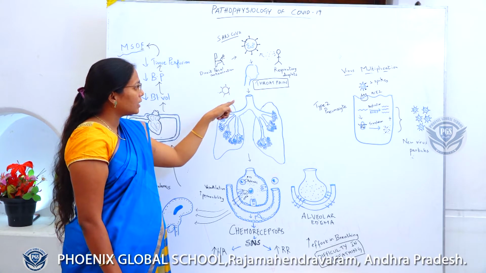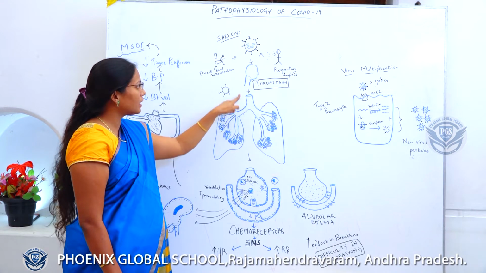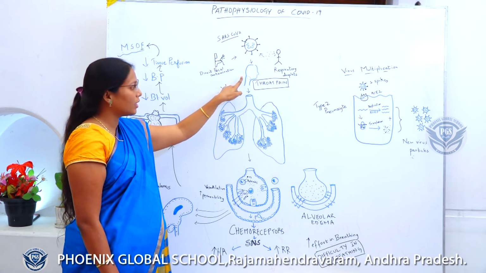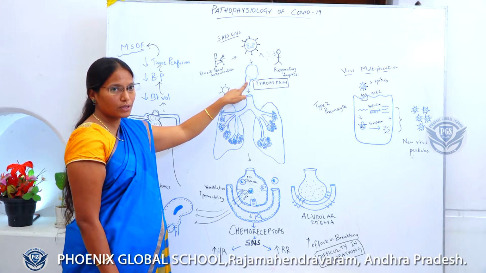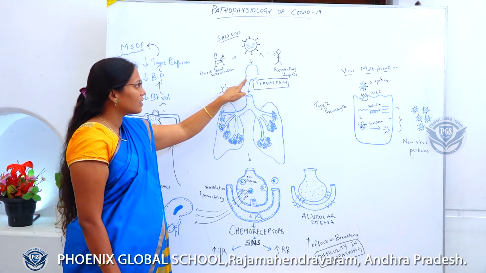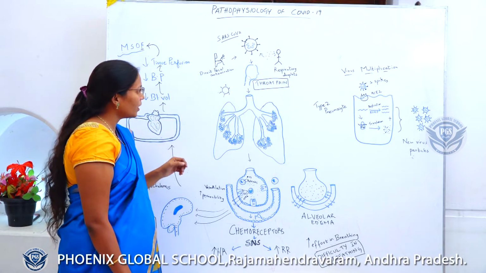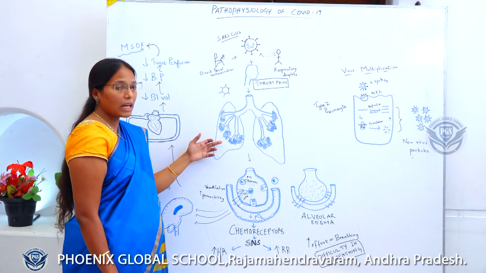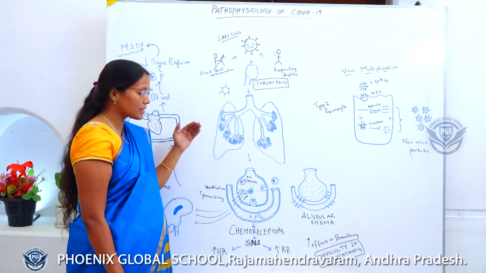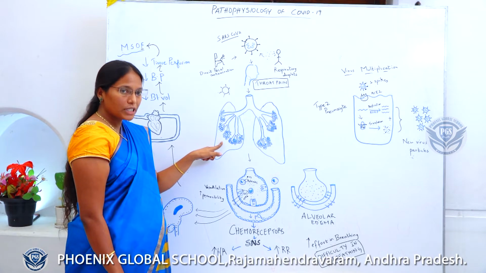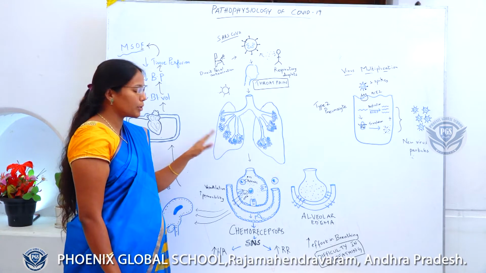Now, it should enter the lungs. For that, it has to pass through our throat. Here there is a ring of lymph nodes, the first line of defense. So, they trap the virus, causing throat pain. Now, inside the lungs, we have alveoli, called air sacs. That's the tissue which the lung is made up of.